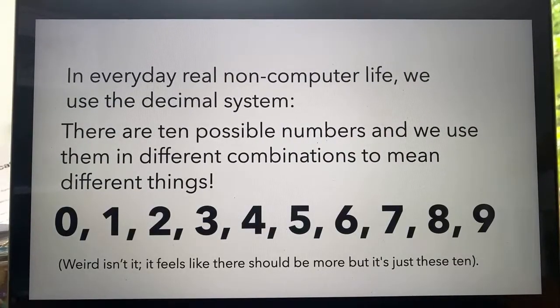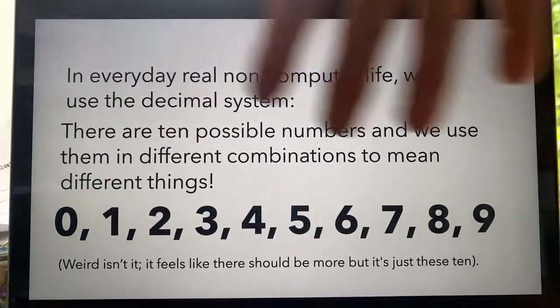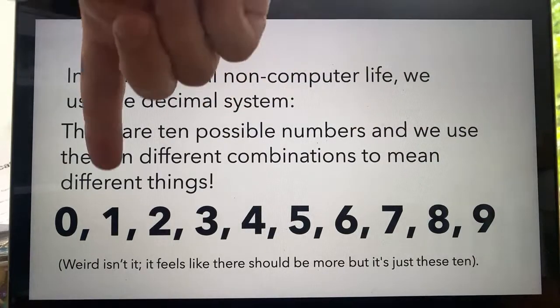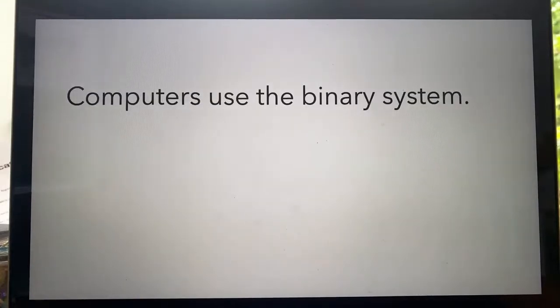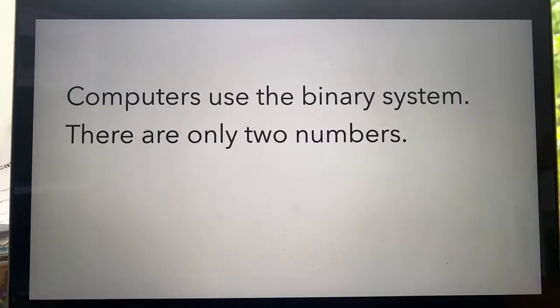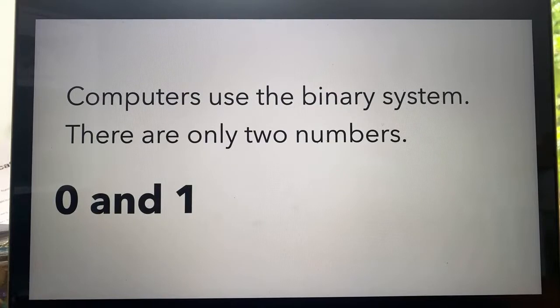So there are only 10 numbers: 0, 1, 2, 3, 4, 5, 6, 7, 8, 9. It feels like there should be more, but that's all we need to describe everything in our lives, because obviously a 10 is just a 1 and a 0 together. So that's the decimal system that we're all familiar with. Computers use the binary system. There are only 2 numbers that computers use: a 0 and a 1.